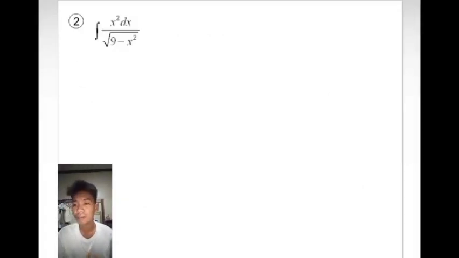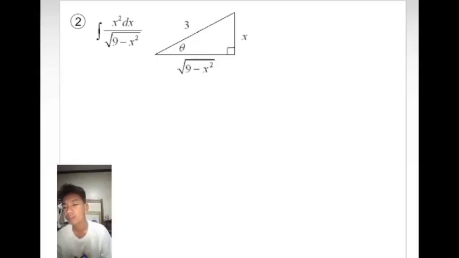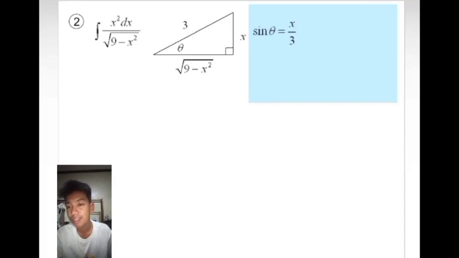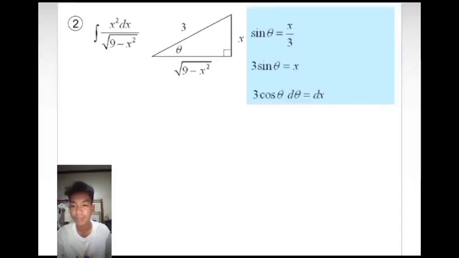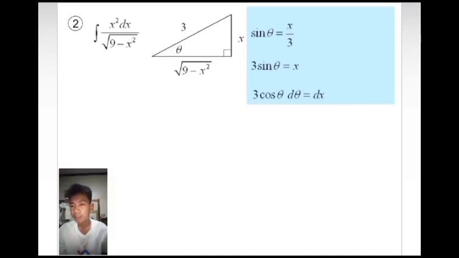Let's have another example. The integral of x squared dx over the square root of 9 minus x squared. We have a right triangle here. 3 is our hypotenuse and our adjacent is the square root of 9 minus x squared and x is our opposite. The sine theta is equal to x over 3, so 3 sine theta is equal to x. Now we have the value of dx: 3 cosine theta d theta is equal to dx.